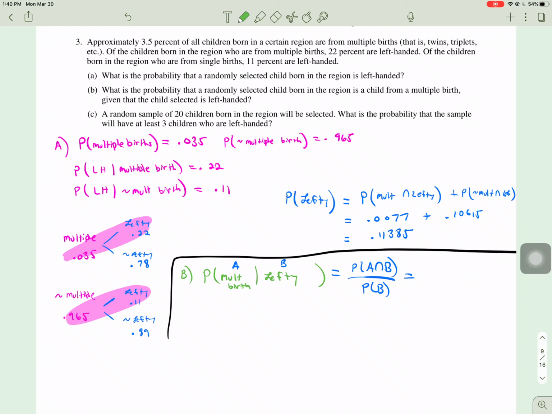So out of the 0.11385, what proportion are going to be from the multiple birth? Well, that's the probability of A and B, but we did that already. Multiple birth and lefty, we did that right here. It's 0.0077. It's because most of the kids who are lefty come from non-multiple births. And that tells us for part B, we get approximately 0.0676.